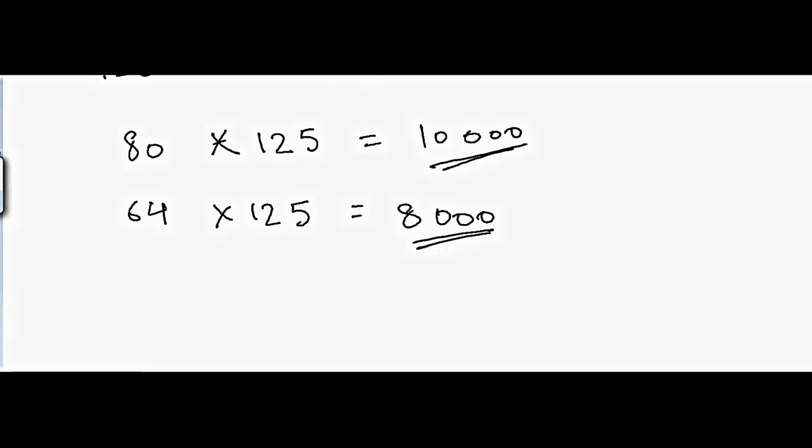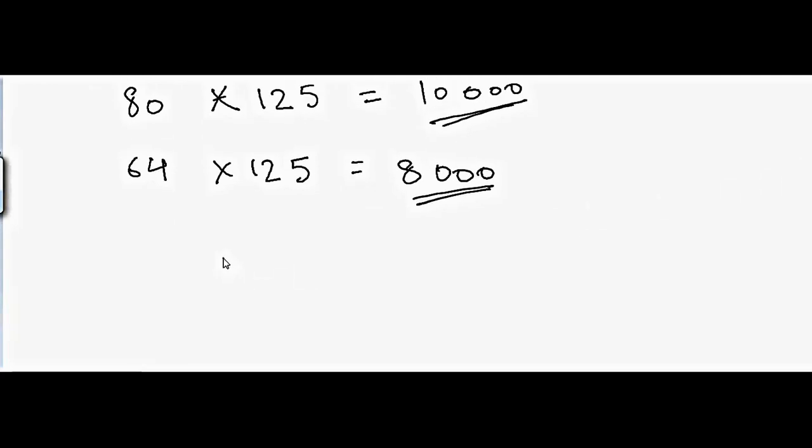And let's take another example, 128 by 125. So in this case, we know that 128 divided by 8 is 16, and then we put 30 in the end. So that is our answer.